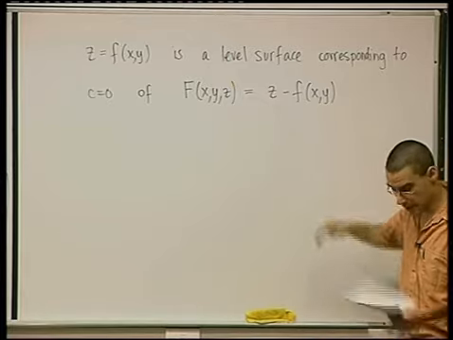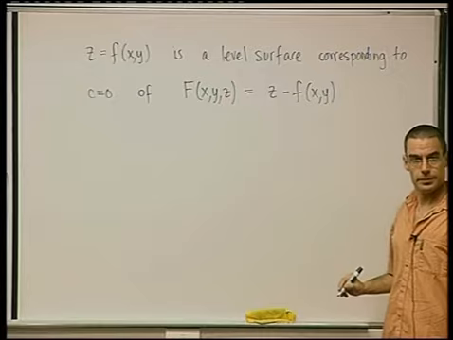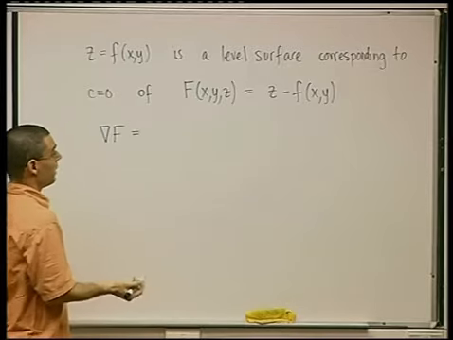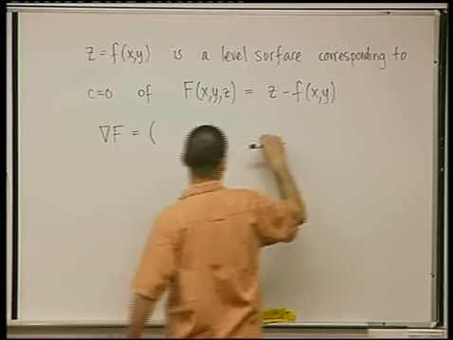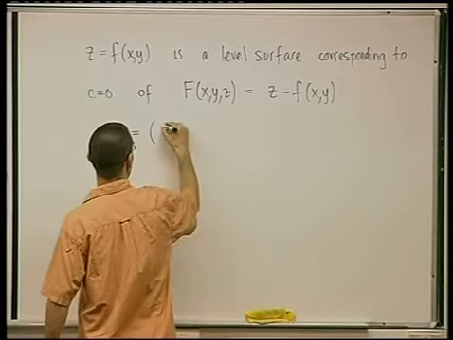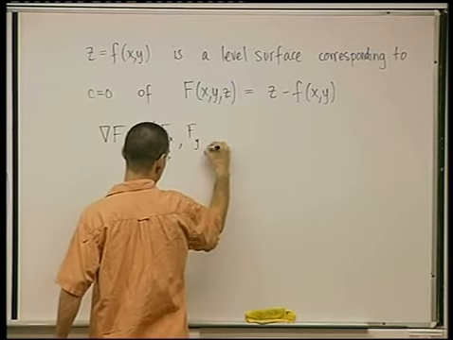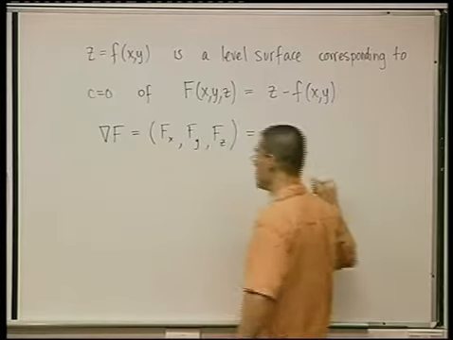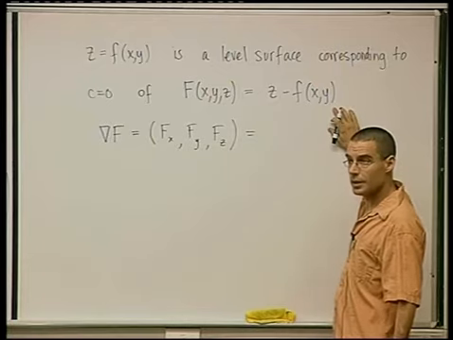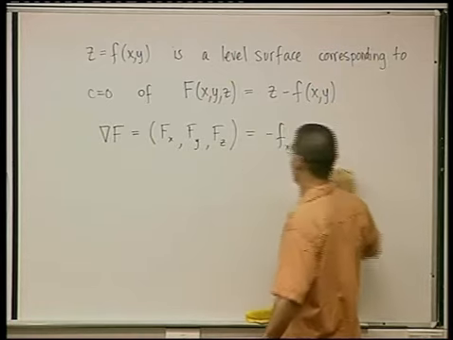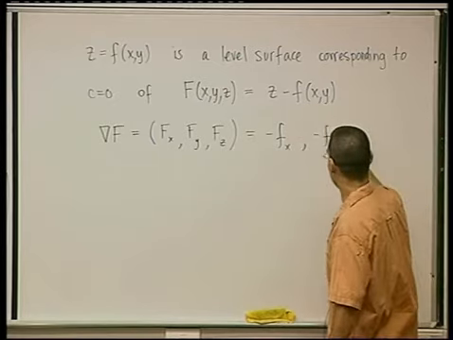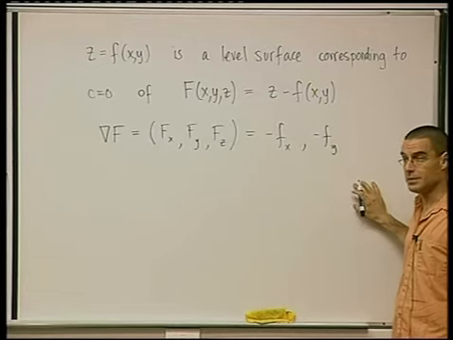Everybody? Okay. What's the gradient? The gradient of F is what? Is the vector of the partial derivatives with respect to each coordinate. So let's write it. It's F sub x, F sub y, F sub z. That's the gradient by definition, right? What is it? What's the derivative of F with respect to x? It's just minus f sub x. Do you agree? What's the derivative of F with respect to y? It's minus f sub y. And what's the derivative of F with respect to z? 1.